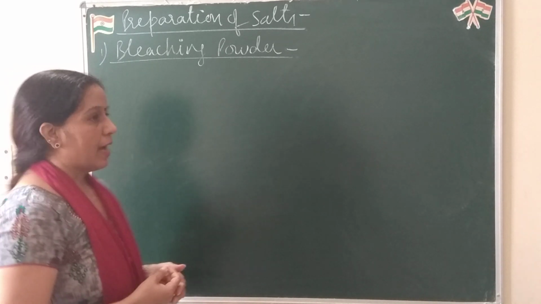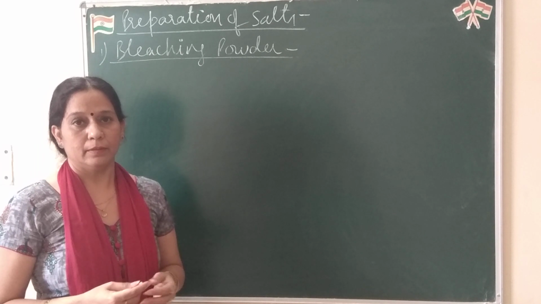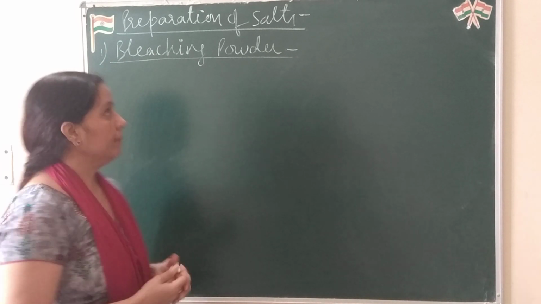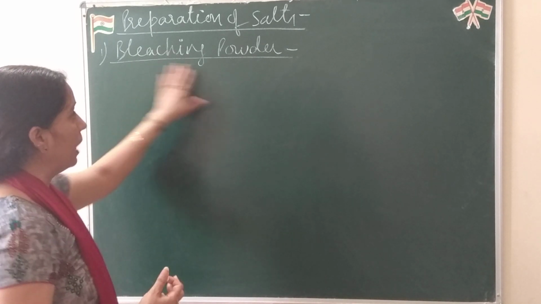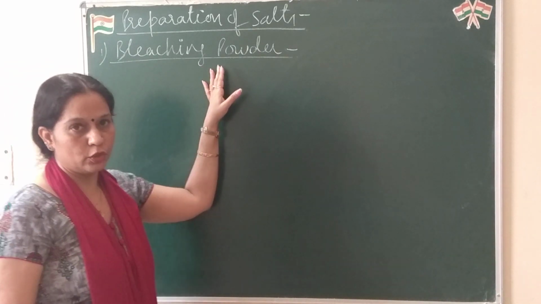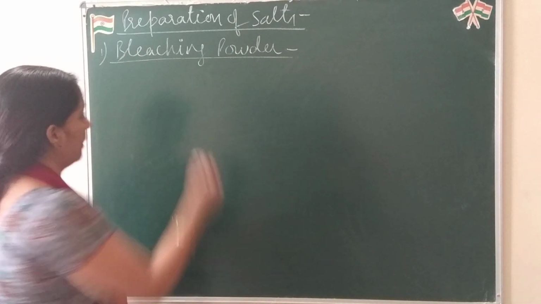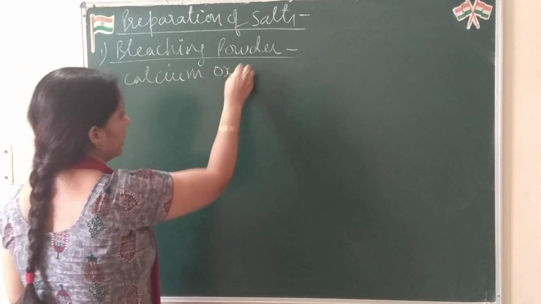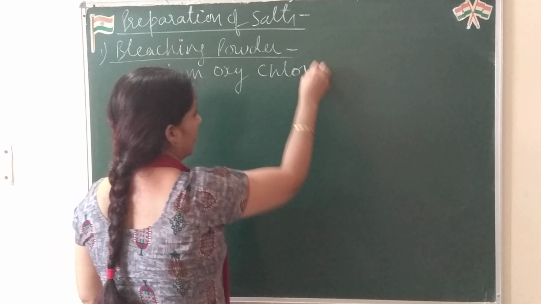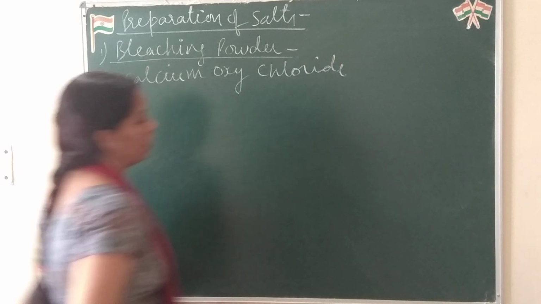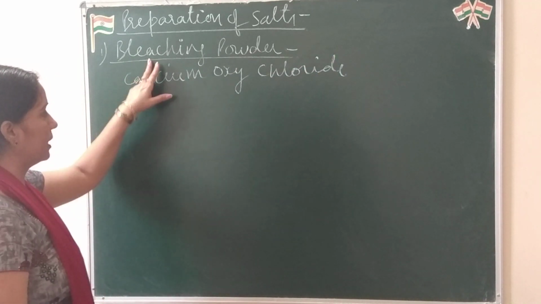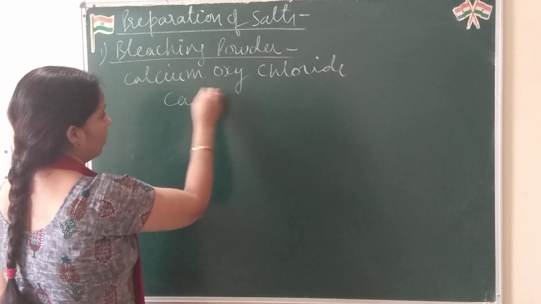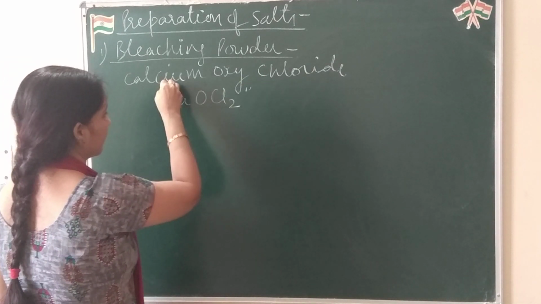In the previous video we have seen preparation of sodium hydroxide by the chlor-alkali process. Now we will see bleaching powder. Bleaching powder is the common name of this salt and its chemical name is calcium oxychloride. You have to prepare both the names of the salt. It could be asked by this name or by this name, and its chemical formula is CaOCl2.